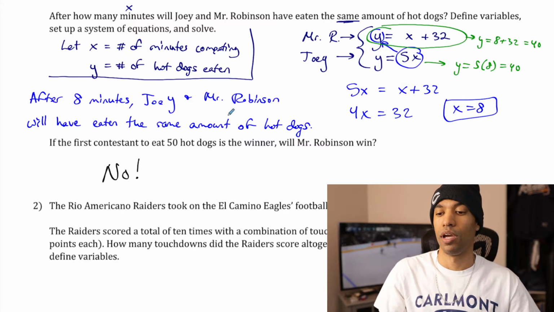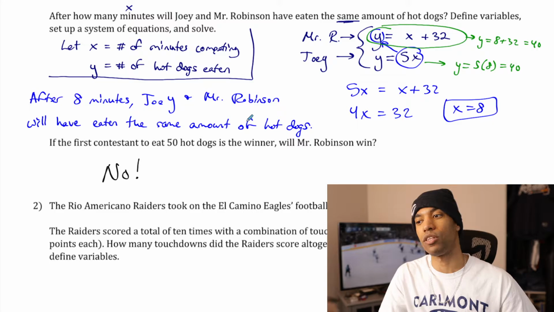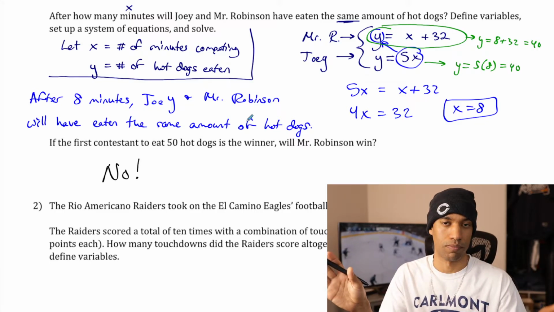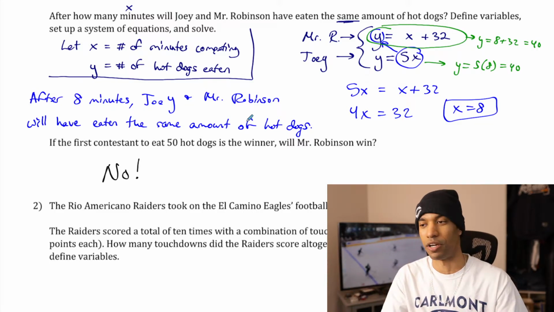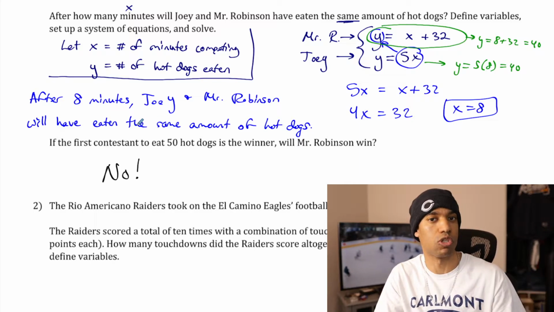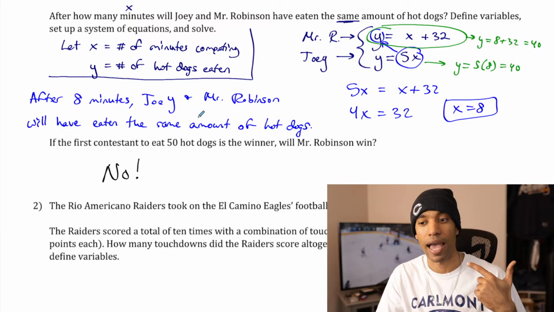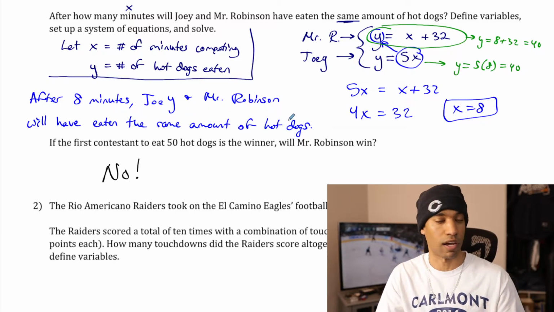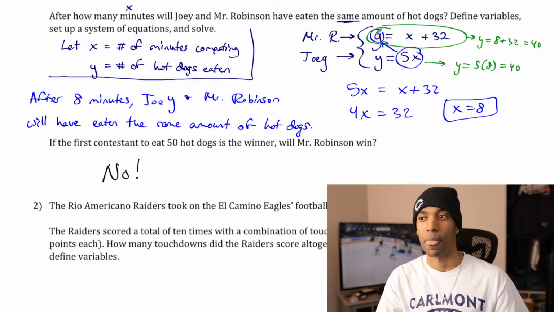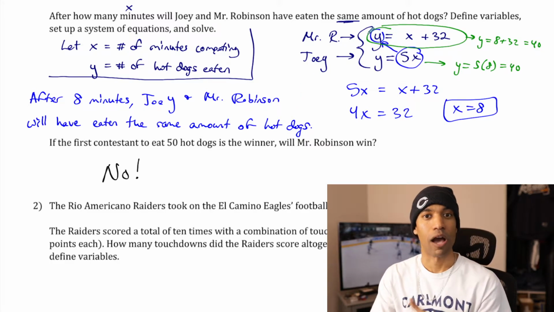No. By the time Joey will have, and listen, there are a lot of other ways you can do this. What else can we do here? Check this out. I was just saying no just by logic of what I talked about. At 8 minutes, neither of us have gotten to 50. What else could we figure out? At 50, how long will it take?